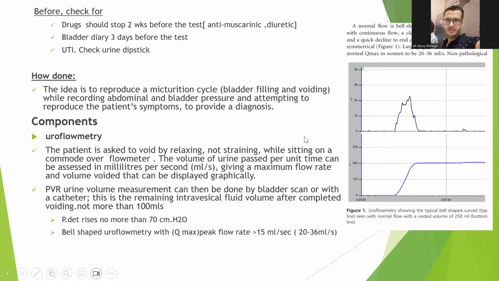After the patient does the uroflowmetry, we ask the patient to lie again on the bed, and measure the post-voiding residual, either by doing a scan or by the in and out catheter. Normally, the post-voiding residual is less than 100. If the patient has more than that, she will have voiding dysfunction.